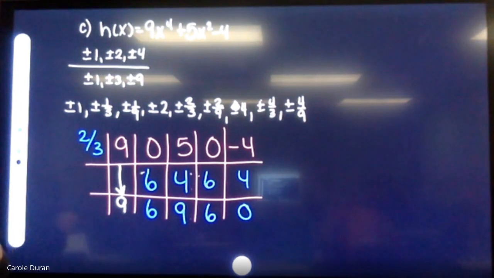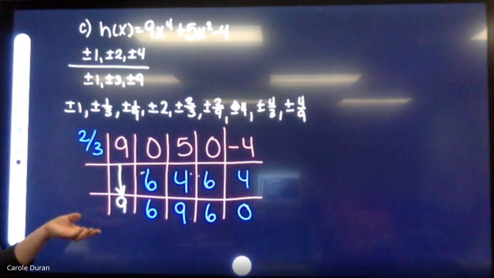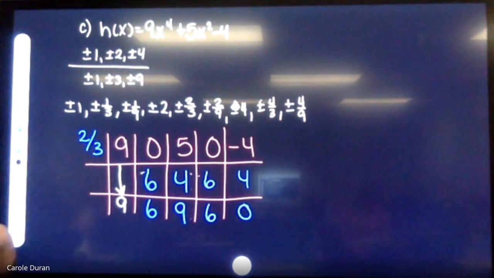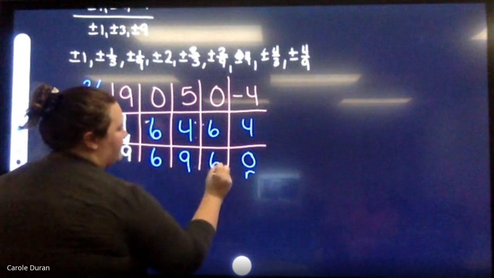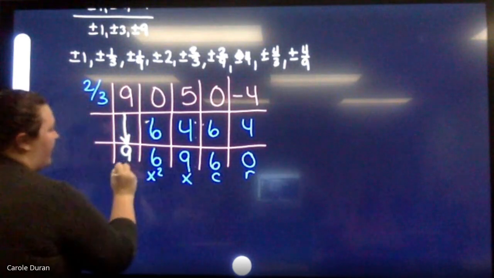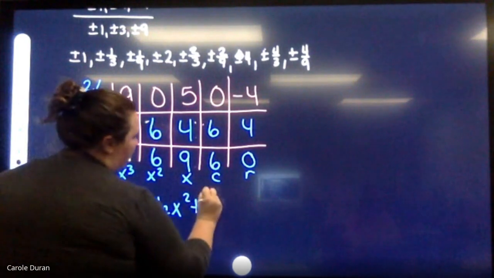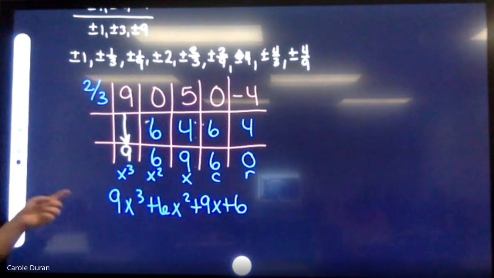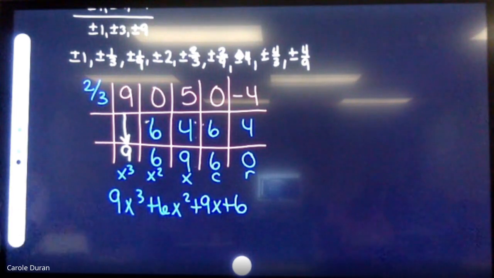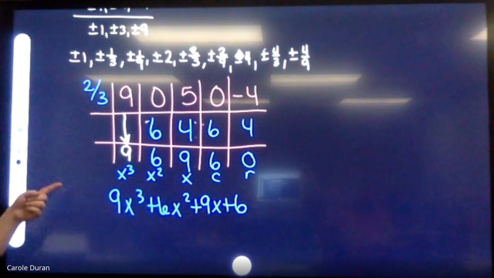So now I only have what kind of polynomial left after I did that division? Do I have a degree 4, degree 2, degree 3, degree 1? Okay, so I think we need a refresher of how to write our quotient. This is our remainder. This is our constant, our x squared, our x cubed. So I have 9x cubed plus 6x squared plus 9x plus 6 left. This is not a quadratic, so I'm not to the point where I could use the quadratic formula, which means I get to do synthetic division again using these coefficients to find another 0 that works.